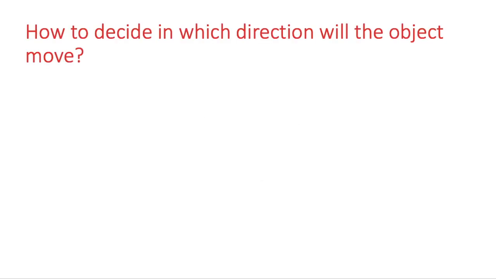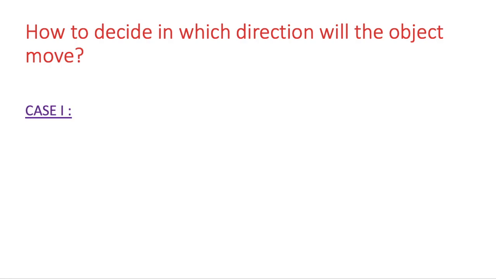So we'll begin. How do you decide in which direction the object will move? The object will move in the direction of the net force applied. Suppose we have two people who are applying force on a very heavy object. We will assume that there is no friction acting in our case.